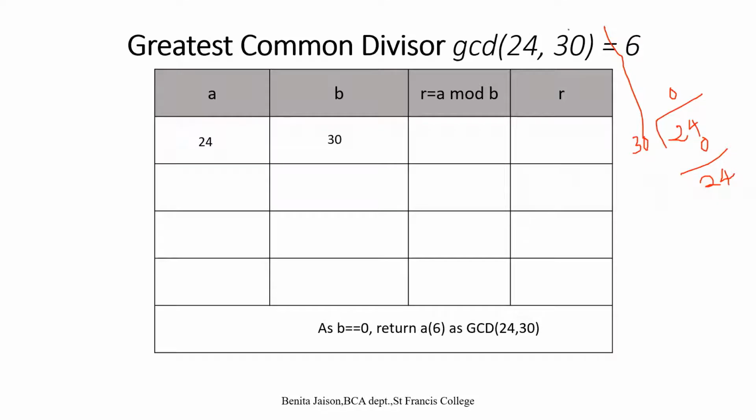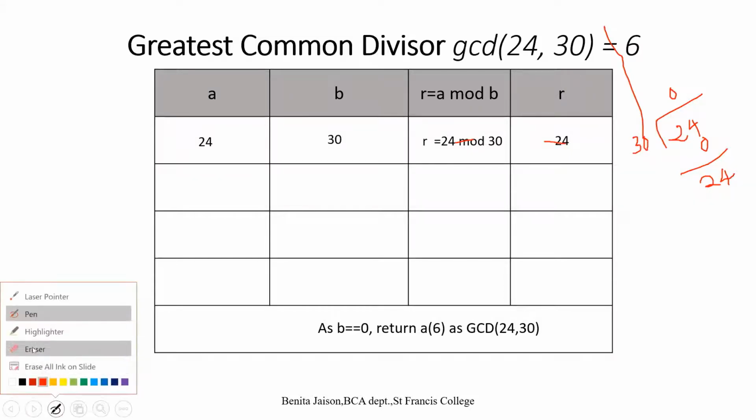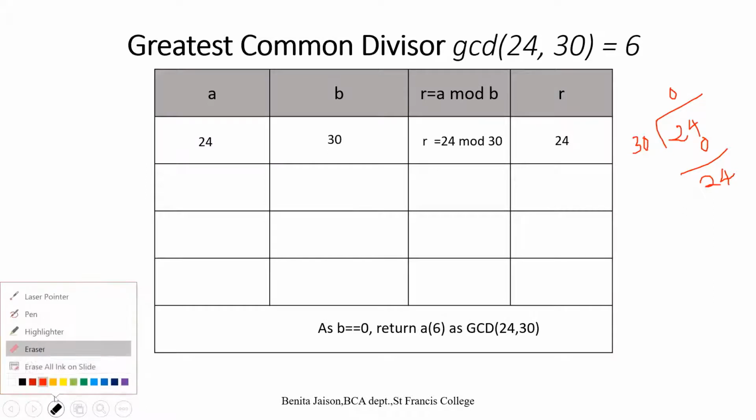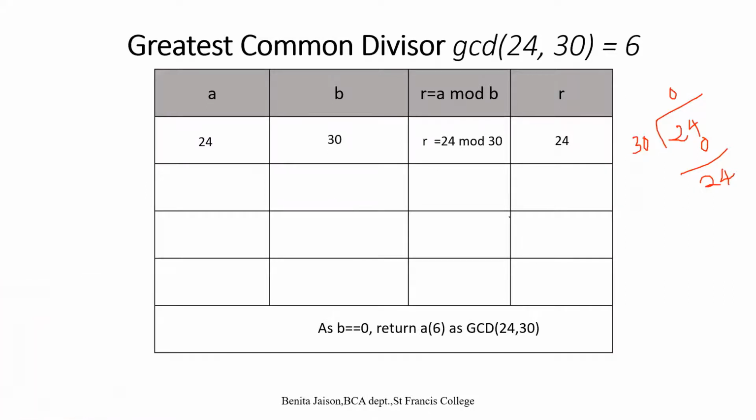So we are going to write in this cell and in this cell, what are we going to write? R equal to 24 mod 30 and R equal to 24. You got the remainder as 24. Got it? So this is clear, right? Now I'm just showing what is the difference when we are having the A value less than B. Now we got the remainder as 24.